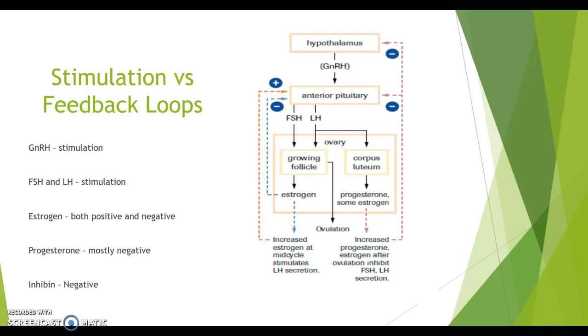But then estrogen is both a positive and a negative feedback loop. So most of the time it negatively feeds back on the hypothalamus and the anterior pituitary to decrease secretion of gonadotropin-releasing hormone and follicle-stimulating hormone and luteinizing hormone. But again, once the estrogen levels reach high enough, it actually turns into the positive feedback loop back to the gonadotropin-releasing hormone, which then goes to luteinizing hormone to produce the ovulation.